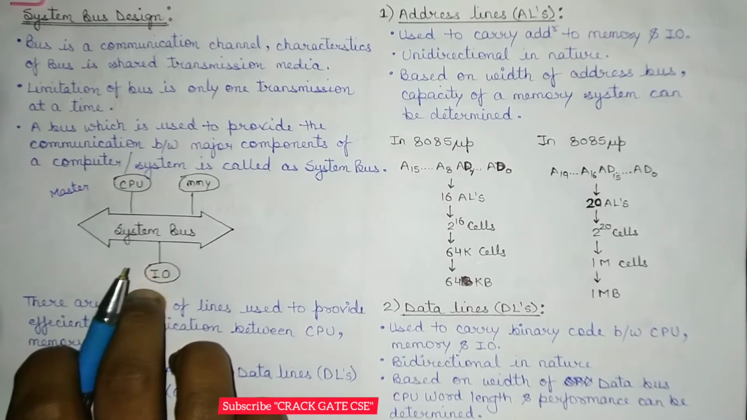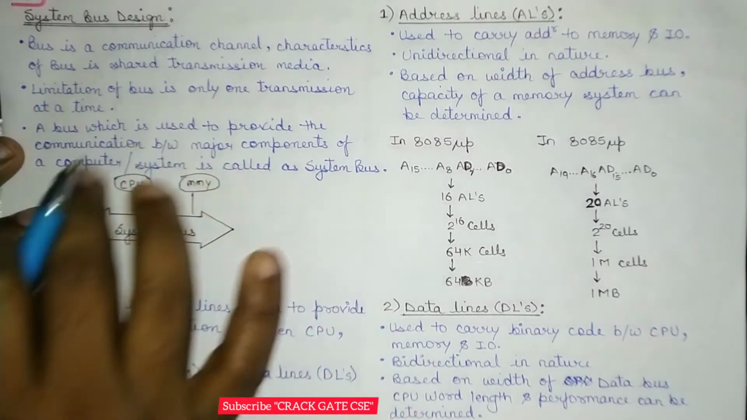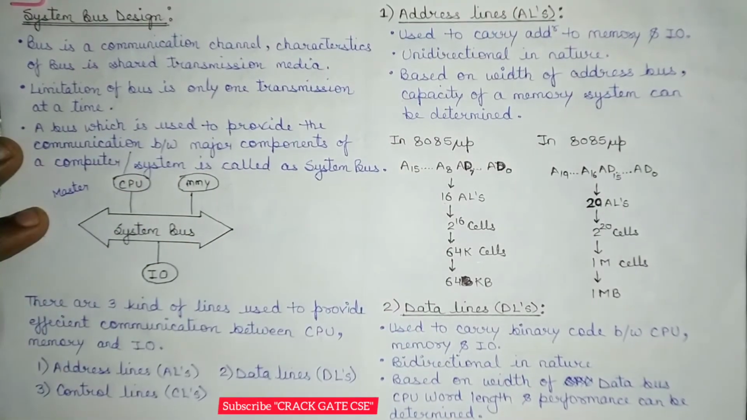So in IO the addresses are called ports, and here also we are having the control signals to identify the kind of operation, right? So this is a general overview of the system buses and the system.